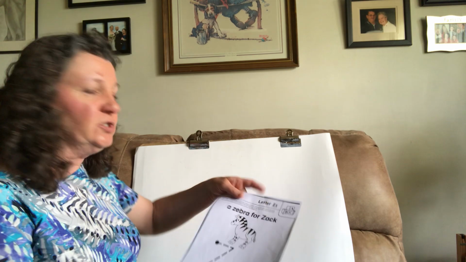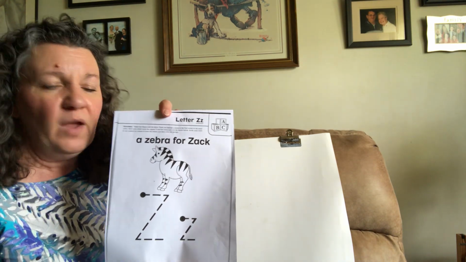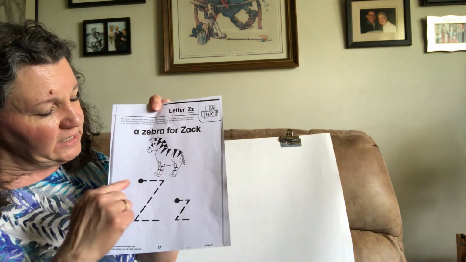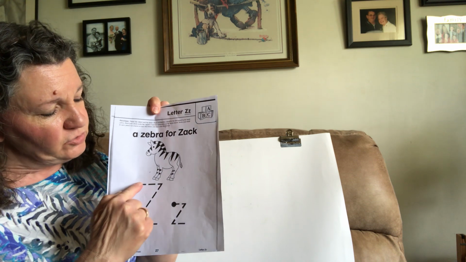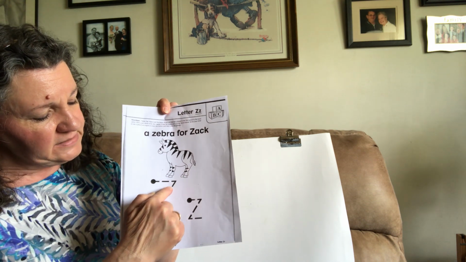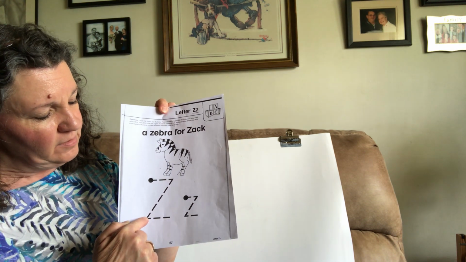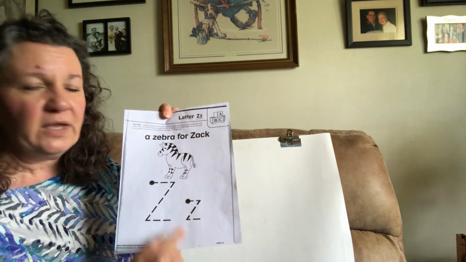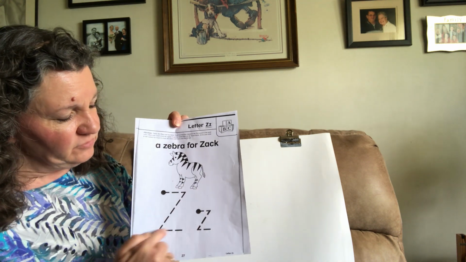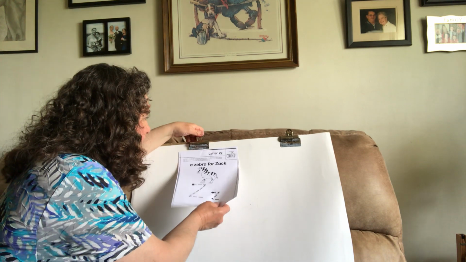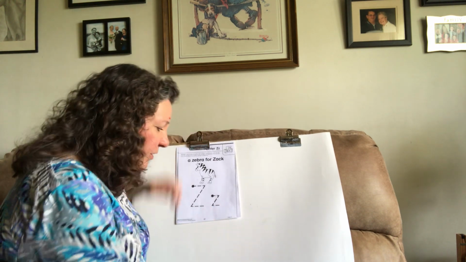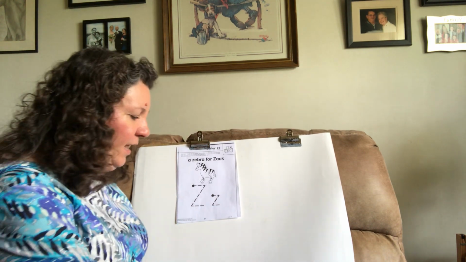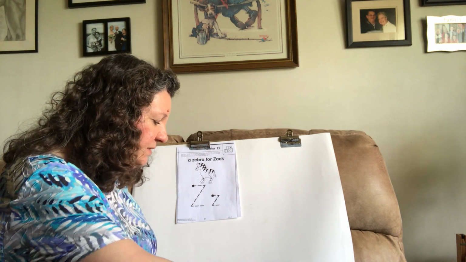So the first thing we're going to do is take this paper here, and we're going to make the letter Z. Now, the letter Z starts at the top, and it goes across the top, slant down to the bottom, and then goes across the bottom again. Okay, it goes right, left, right. All right, so I'm going to put this up here. So we're going to do this one first, and I'll show you how we're going to do this.